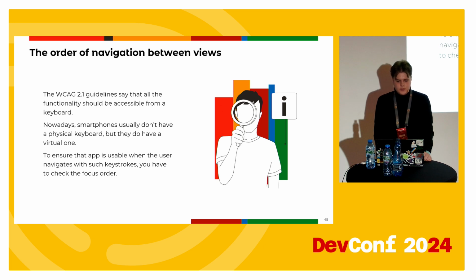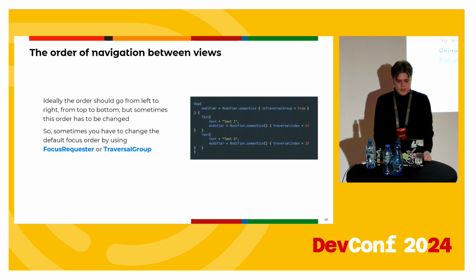To ensure that the app is usable when the user navigates with such keystrokes, you have to check the focus order. Ideally, the order should go from left to right, from top to bottom, but sometimes this order has to be changed for more convenient navigation between components. In most cases, it works out of the box, so you don't have to do anything. There are some exceptions, so sometimes you have to change the default focus order by using focus requester or traversal.